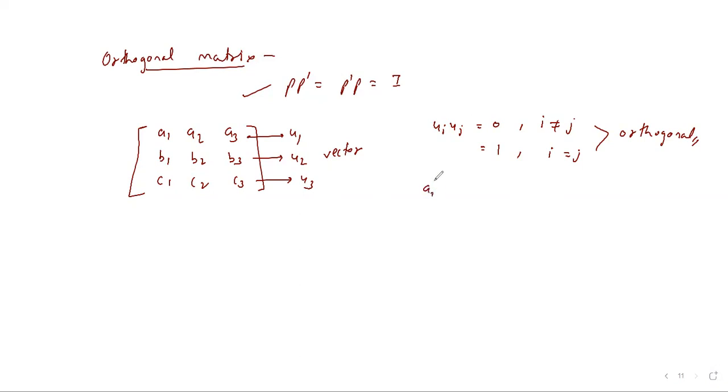So basically, if a1 square plus a2 square plus a3 square is equal to 1, and the other product, which is a1 b1 plus a2 b2 plus a3 b3, is equal to 0, and similarly you do the other combinations too, and if this is the property they are following, then we would say that this is my orthogonal matrix. So this is the criterion for checking whether a matrix is orthogonal or not. You can check that. I think this is enough for orthogonality.